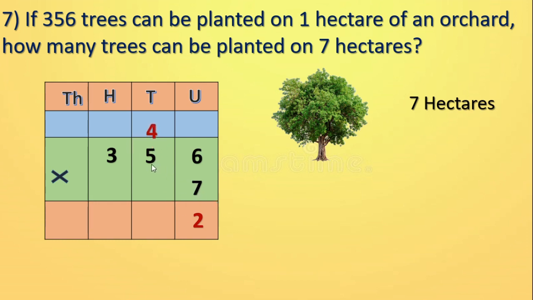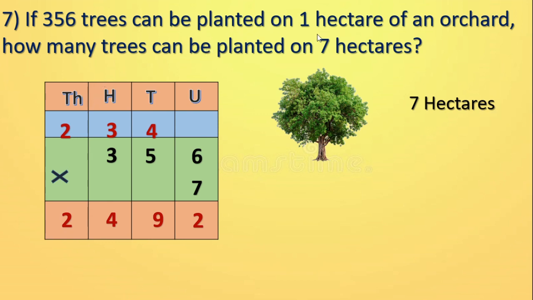Now 7 fives are, yes, 35. 35 plus 4, that is nothing but 39. 9 will remain in tens column and 3 is carried over to hundreds column. Now 7 threes are 21 plus 3, that is 24. 4 will remain here and 2 is carried over to thousands column. And let us write 2 here, because nothing is there. Now we got the answer.